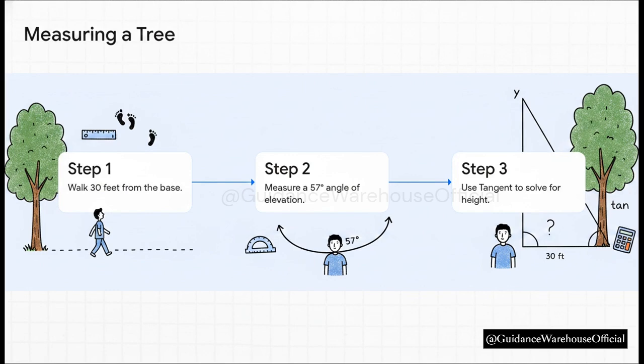So the absolutely crucial point here is forming our invisible right triangle. Step 1. You walk exactly 30 feet away from the base of the tree. Boom, that's our adjacent side. Step 2. You look up at the top of the tree and measure a 57-degree angle of elevation. Step 3. We need the height of the tree, which serves as our opposite side. So we have opposite and adjacent. What does that mean? Yep, we use tangent.